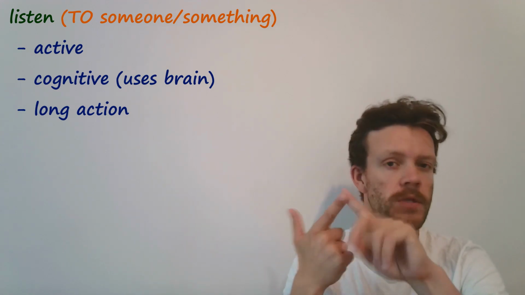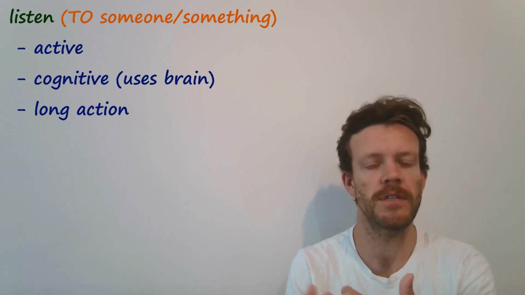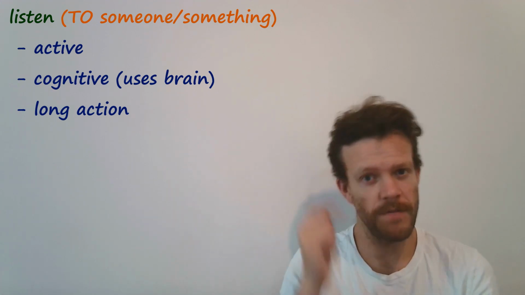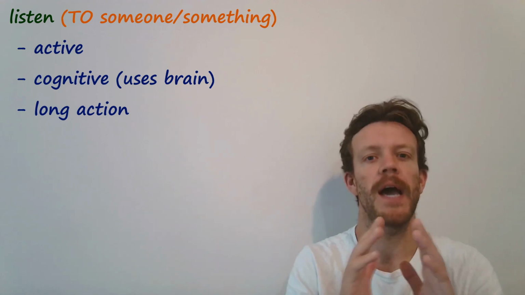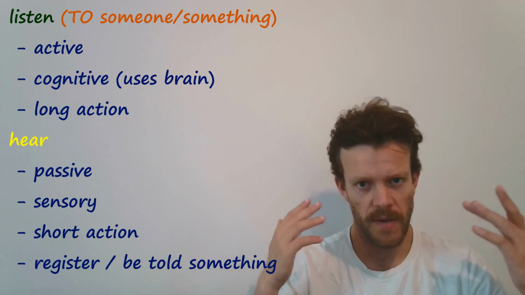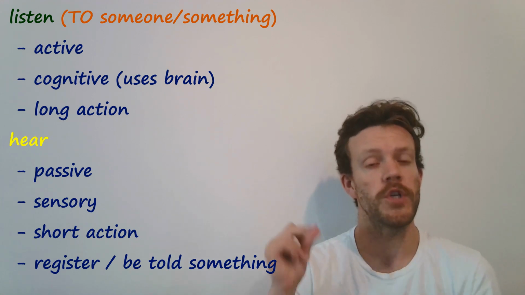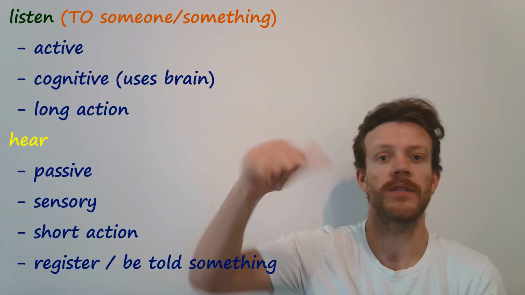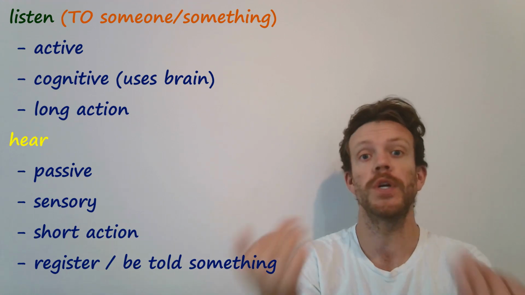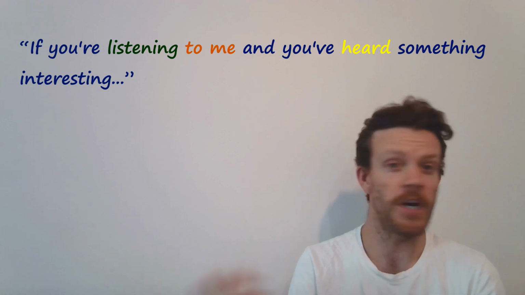"Listen to", if there's an object, is active, requires effort, cognitive, involves your brain, and generally longer actions. Whereas "hear" is passive, sounds going in, just sensory, using your ears, and often shorter actions, or whether yes or no, you registered or were told about something. So anyway, explanation over.